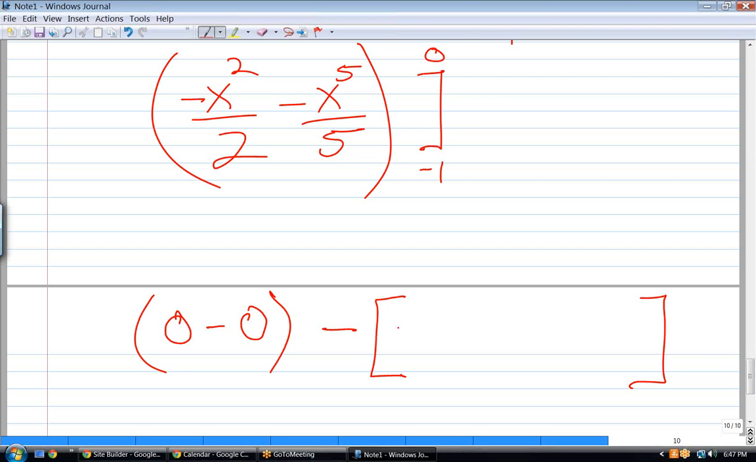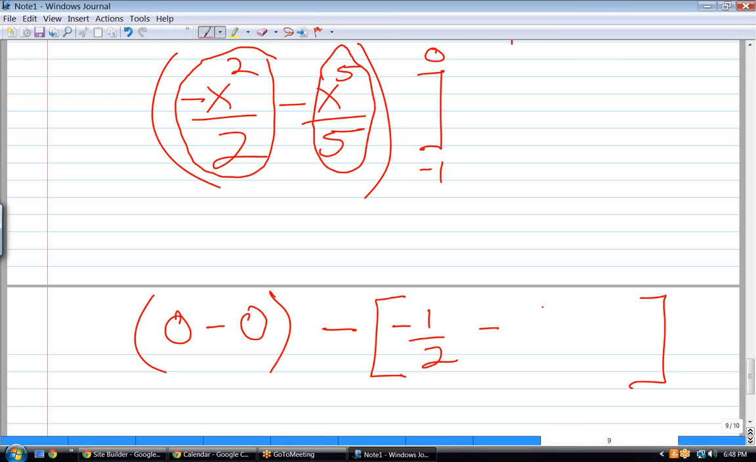Okay. So then it would be 1/2. When I plug in negative 1, what does this term become? Remember, that squared is not applied to that negative sign. There's no parentheses around that. Oh, so it's negative 1/2. Minus 1/5. When I plug in negative 1 for x, what does this become? Negative 1/5.